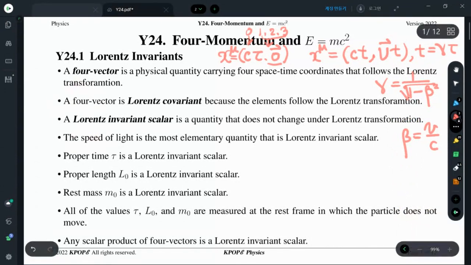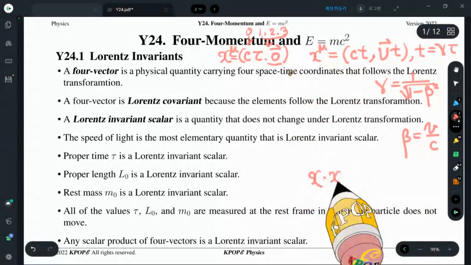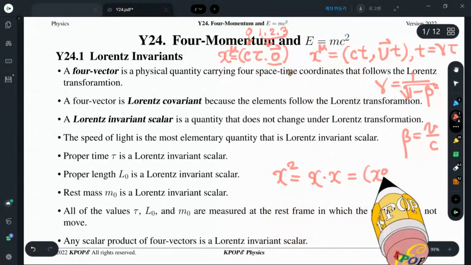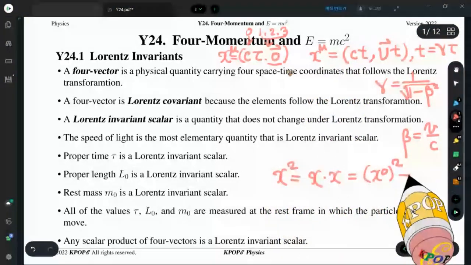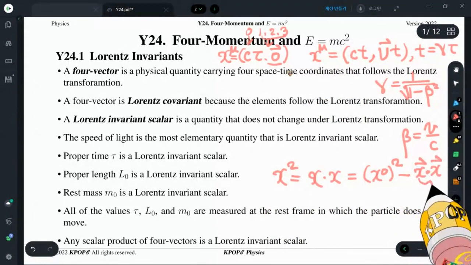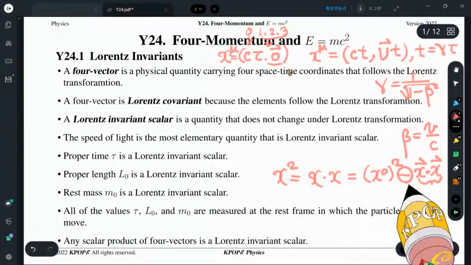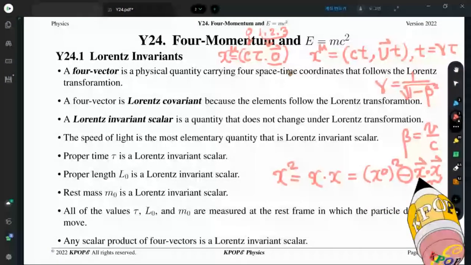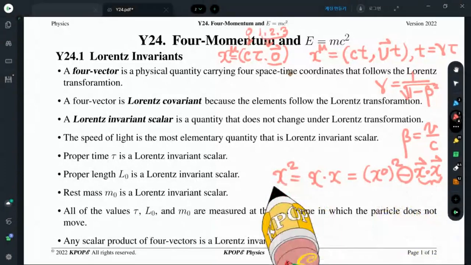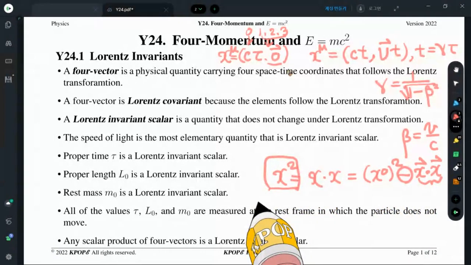In addition, the square of this four displacement, that is sometimes written like that, is the zeroth component squared subtracted by the spatial component squared, the usual Euclidean square. However, we need to put the negative sign for the spatial components. Okay, so this is the invariant quantity on the Lorentz boost.